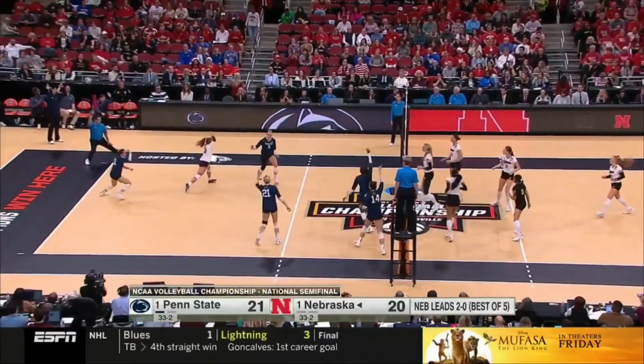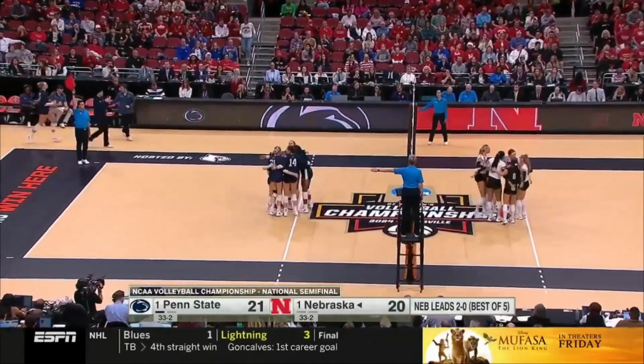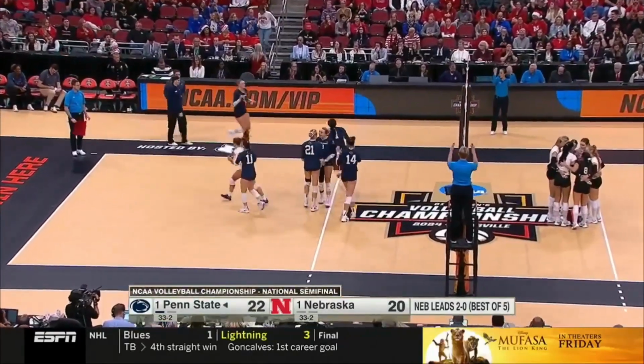Harper Murray. 2 wide, and Penn State up by 2.